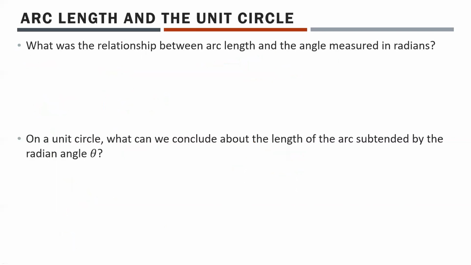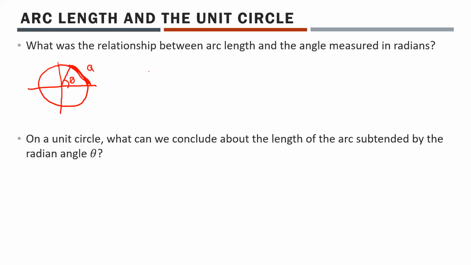Okay, arc length in the unit circle. What was the relationship between arc length and the angle measured in radians? We actually talked about this just during last class. Arc length, of course, just to remind you, on a circle, is just the portion of the circumference which an angle covers, right? So if you had an angle right here, let's say that's our angle, angle theta, then this whole section I'm trying to bold, that would be your arc length.